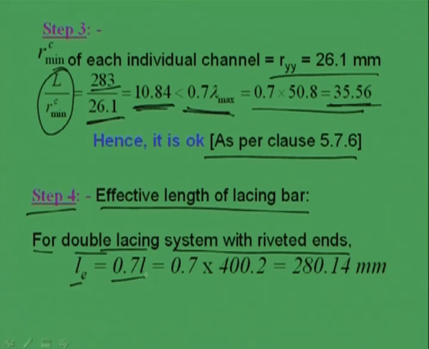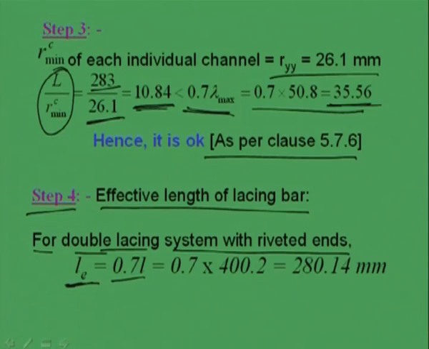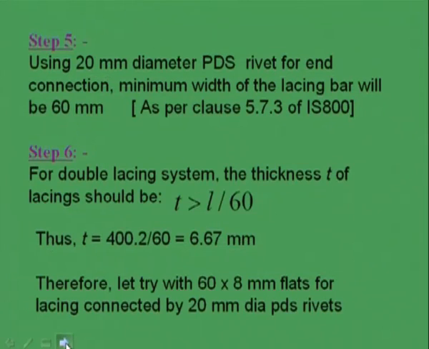We do not have to remember much, only thing we have to follow the code provision in clause 5.7, all details have been given, right. So the effective length we are going to get is 280.14 millimeter. Next what we will do? Next we will assume some diameter of the rivet, say 20 mm diameter of power driven shop rivet we are going to use.